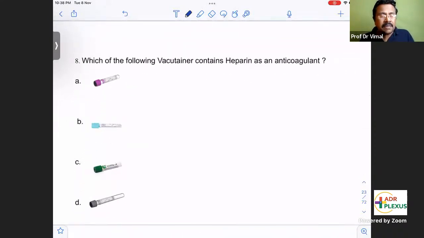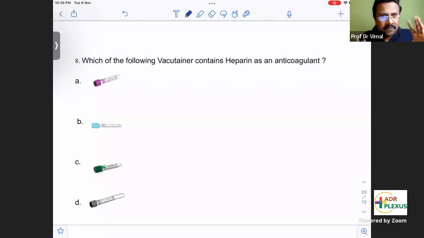One of the high-yield topics in your INI-CET exam: which of the following vacutainers contains heparin as an anticoagulant? Which contains heparin as an anticoagulant? Yes. Yes, very good, very good.